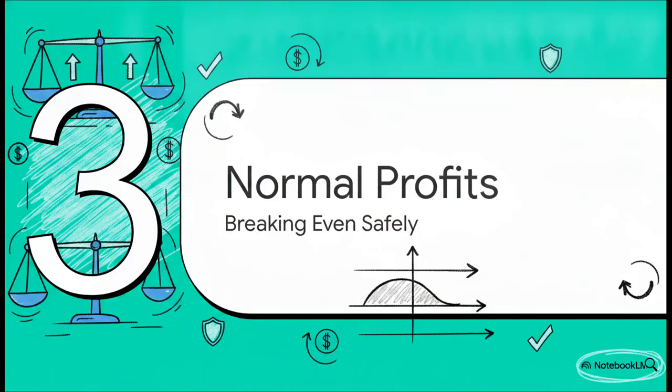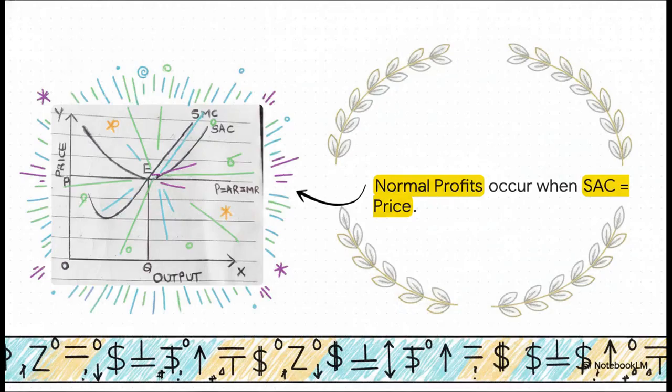Section 3, Chapter 2, Normal Profits. Now let's look at the second phase of equilibrium, where the firm is playing it perfectly safe. Notice the beautiful change here. We've still got our flat price line and our marginal cost curve crossing right at E.